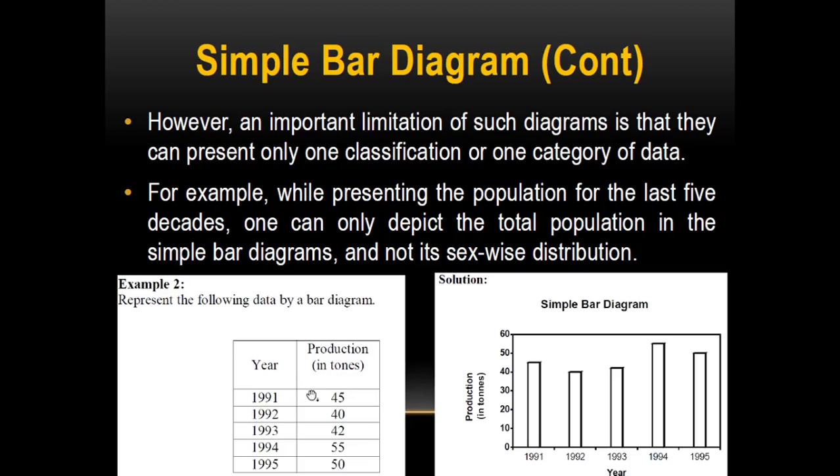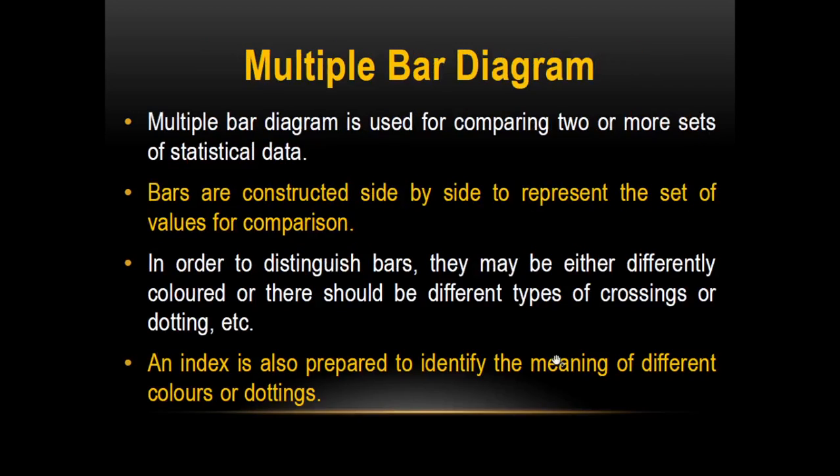This is the data. For this data, the simple bar diagram is like that. Here, the bars are equally spaced. Year is shown on the x-axis and production is shown on the y-axis.